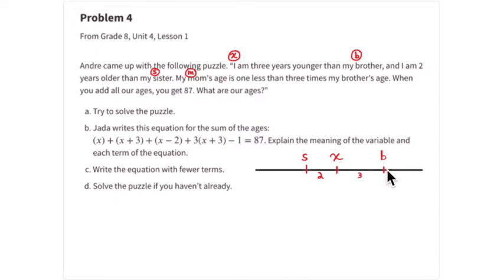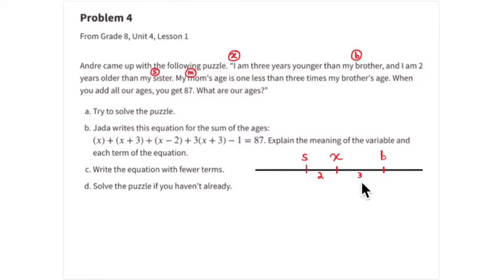So you move the B out here, separate it by 3 units. So the brother's age minus 3 gets you to Andre's age, or Andre's age plus 3 gets you to the brother's age. The sister is 2 years older. Andre is 2 years older than my sister. So the sister is younger by 2 years. And so place the sister on the number line and then go forward 2 units. That gets you to Andre. Go forward 3 more units. That gets you to the brother.